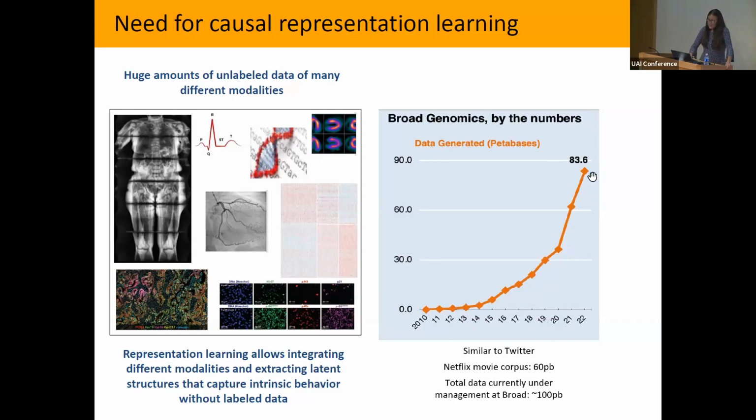And compare these 80 petabytes of data to, say, for example, the whole Netflix movie corpus, which is only about 60 petabytes of data. And again, if we take also all the imaging data sets, they are generally much larger than sequencing data sets. So all of that is not included in anything here.